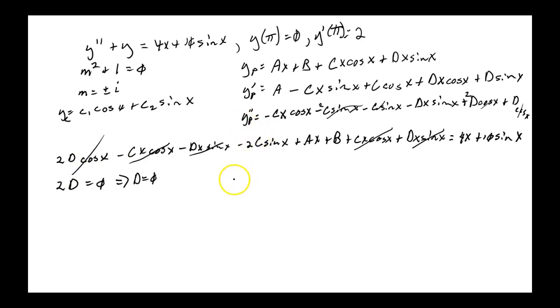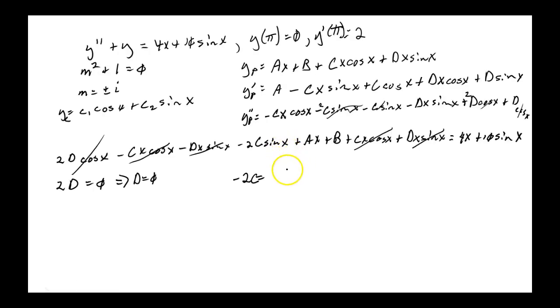This says that minus 2c has to equal 10, which would imply that c is equal to negative 5. Good. So that one's gone. And then you have ax here. So a must equal 4. So that one's done. And guess what b is? B is equal to 0.